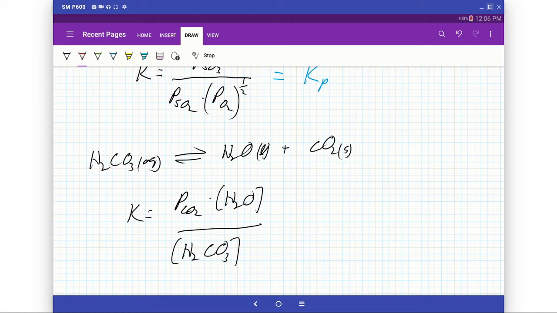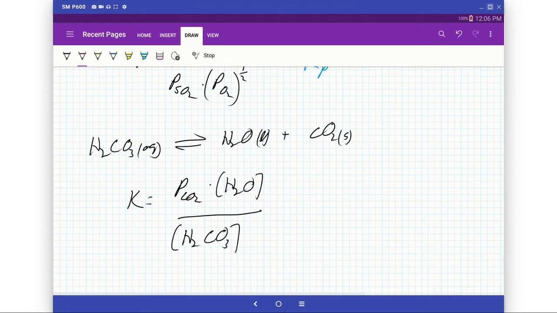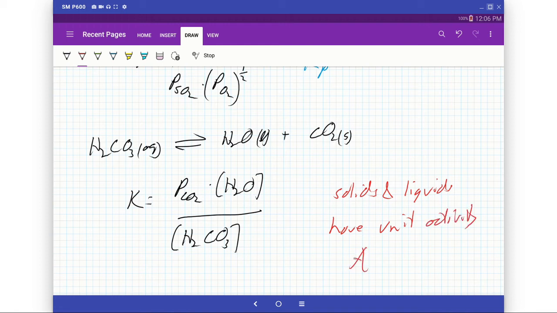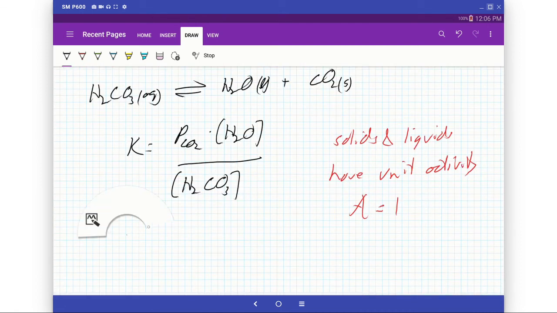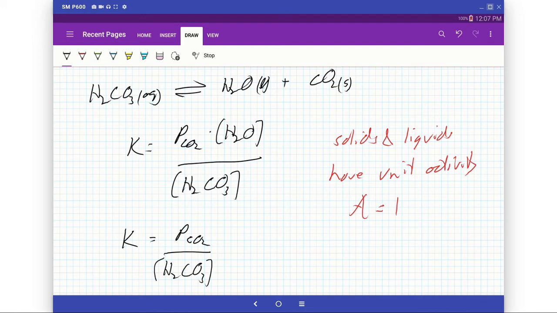One other thing to point out is that this looks a little bit weird. I'm guessing you can see that. Solids and liquids have unit activity. So their activity is equal to 1, to unity. What that means is that this equilibrium constant K simplifies to the pressure of CO2 divided by the concentration of carbonic acid.